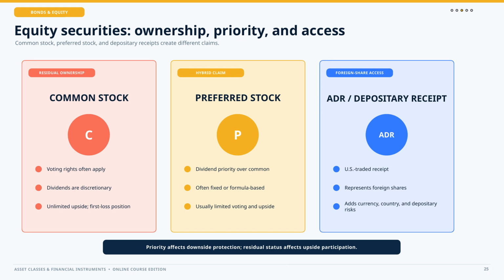An American Depositary Receipt, or ADR, is a U.S.-traded receipt representing shares of a foreign company. ADR securities can simplify access to foreign equity, but investors still face company, currency, country, disclosure, and depositary risks. The legal claim determines both priority and participation.